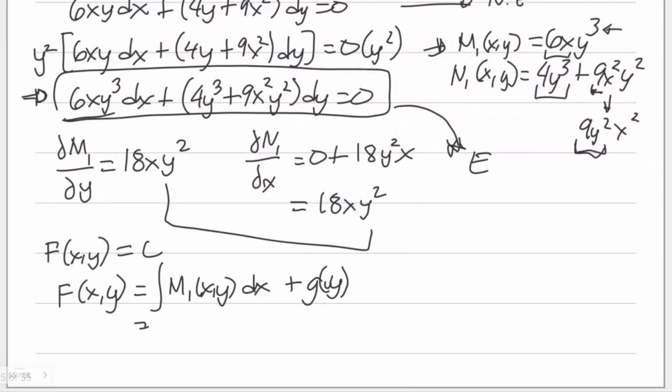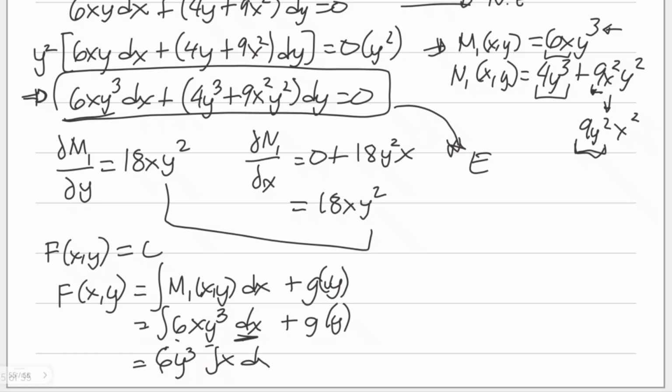So 6xy cubed. Integral of 6xy cubed dx plus g of y. Since we are taking the integral with respect to x, the 6 and y cubed we can move out. 6y cubed integral of x dx plus g of y.